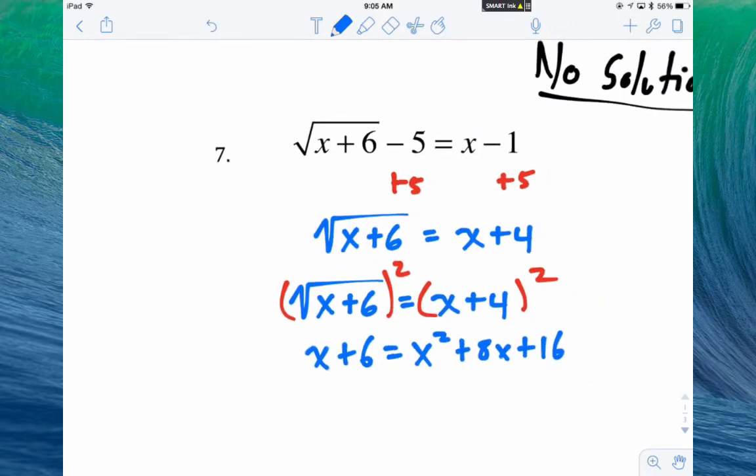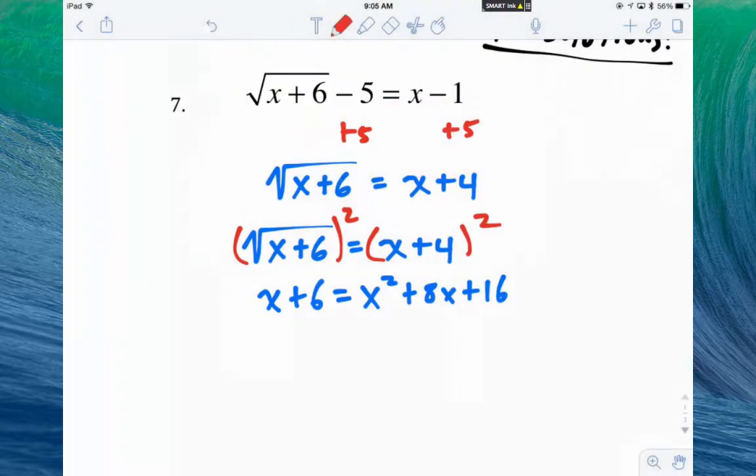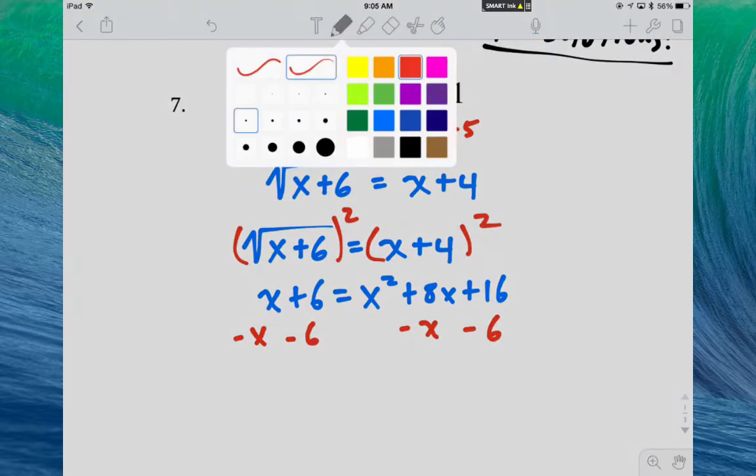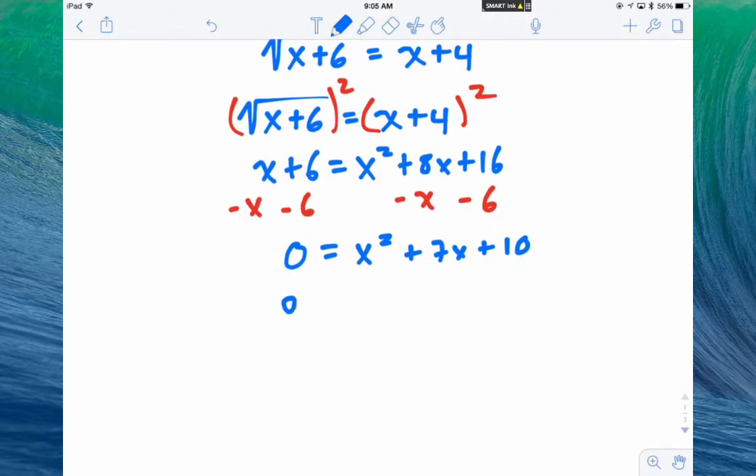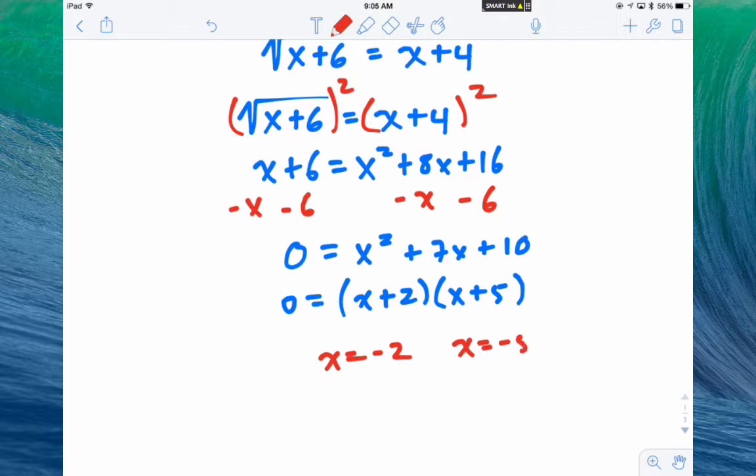We now have a polynomial equation, one in which we are going to have to obtain 0 on one side of the equation, in this case the left side, and factor whatever we have on the other. So let's see, now we've got 0 equals x squared plus 7x plus 10. Awesome, that looks like it factors very nicely. 0 equals the quantity x plus 2 times the quantity x plus 5. So our two potential solutions are x equals negative 2 or x equals negative 5. All right. Let's try them out.